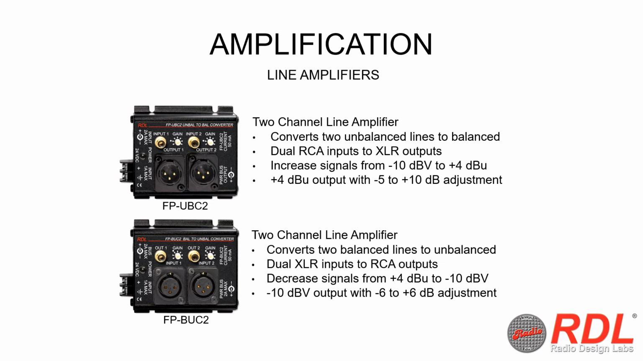The FP-BUC2 is a two-channel line amplifier designed to do the opposite. It converts two balanced lines to unbalanced. It has dual XLR inputs and dual RCA jack outputs. This line amplifier is designed to attenuate +4 dBu professional signals to -10 dBV consumer signals. It provides -6 to +6 dB output adjustment.